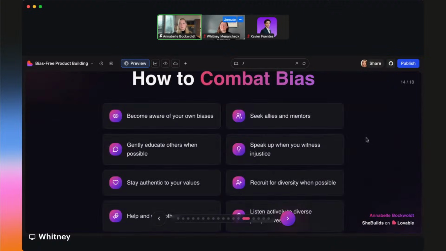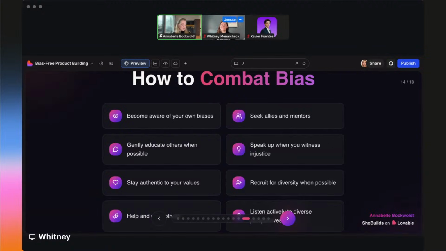So how to combat bias, which I assume could be a question. Basically, become aware of your own biases. I think that's the best thing you can start with. And then gently educate others when possible. So don't become, I don't believe in moral superiority. I don't like it when you start talking to others like, oh no, you shouldn't do it this way because I'm better and you're not, and I'm more educated and I'm unbiased and you're not. I don't like that approach at all. But I think you can help people become aware of their biases when there's a good opportunity.